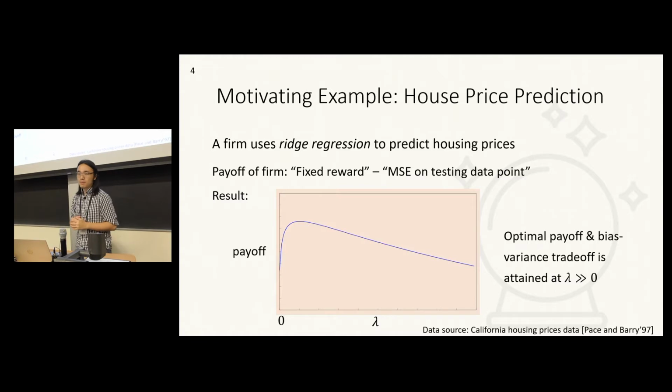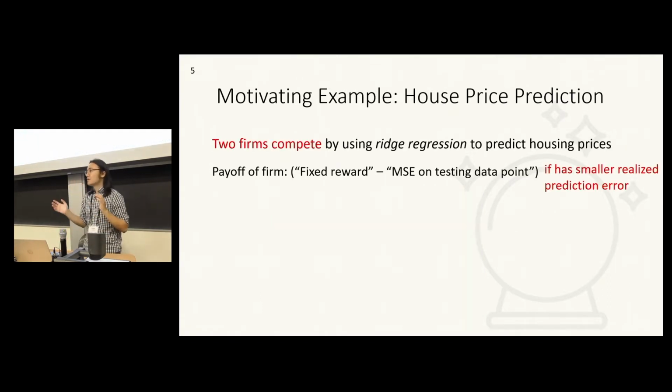So far, we are talking about an example where a single firm is trying to use a prediction algorithm to predict the housing price in isolation. Now let's assume that another firm joins the market, and now two firms want to compete using ridge regression. Let me modify the payoff of the firm. It will still be the fixed reward minus the mean square error on a test data point if this firm has a smaller realized prediction error. Otherwise, if it has a higher realized prediction error, its payoff will be 0.